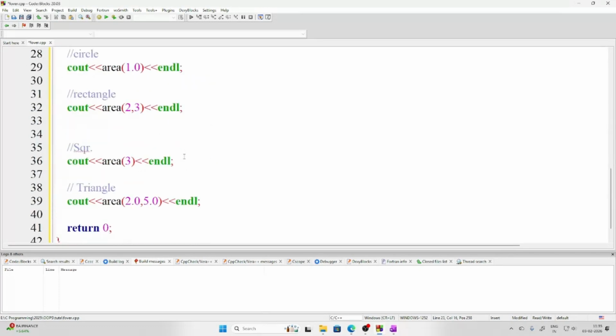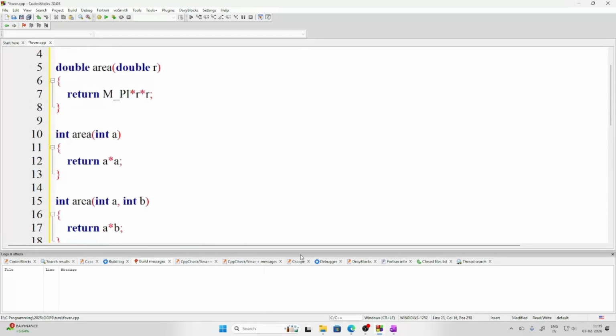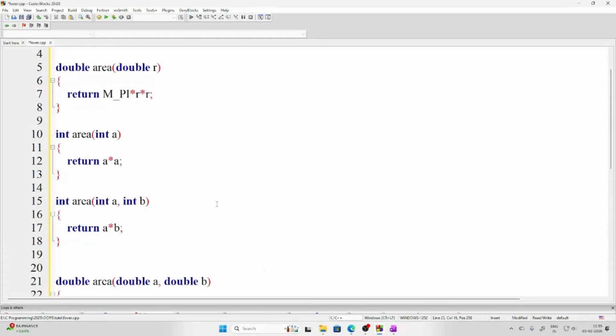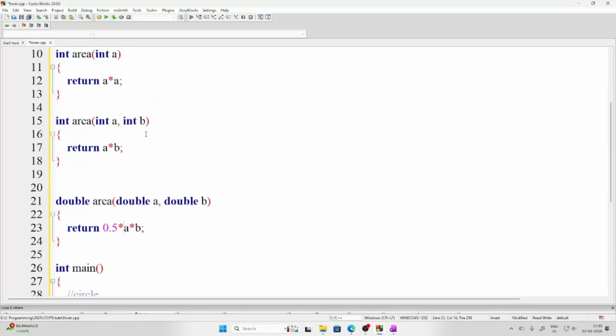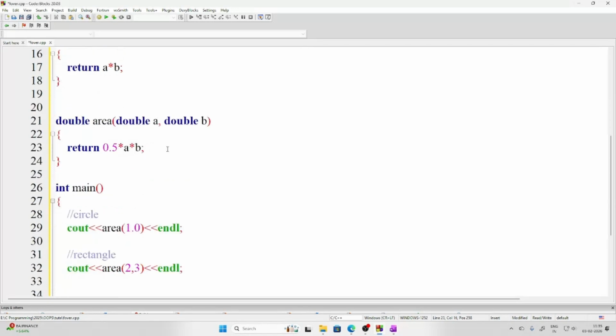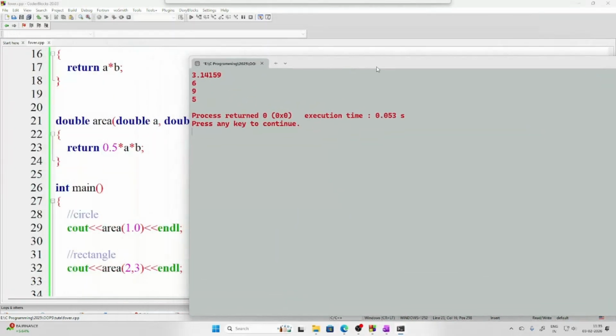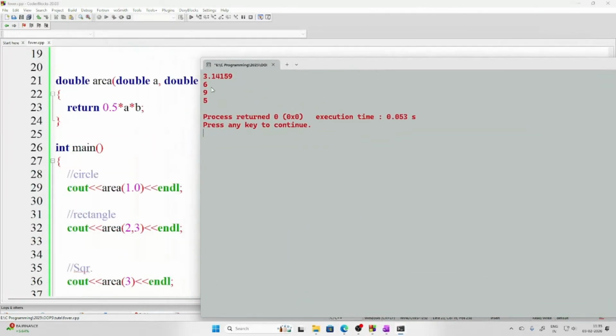So now what you have done is you have overloaded this function area for evaluating the area of different shapes. That is circle, this is for square, this is for rectangle, this is for triangle. So if you run it now, you will be having this. Look, area of a circle is pi r square. So if the radius is 1, it is only pi.